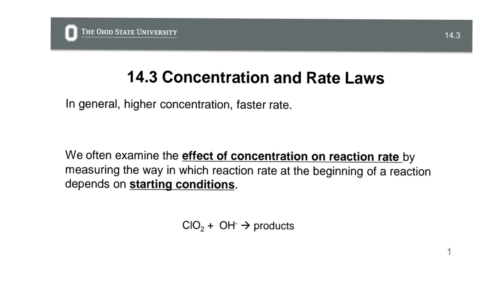So as we saw, in general, the higher the concentration of reactants, the faster the rate. More collisions can happen, reactions take place quicker. And so what we're going to do, because we don't want products to build up, is determine the reaction rate at the beginning of the reaction before products can build up, and we're going to use what we call starting conditions.